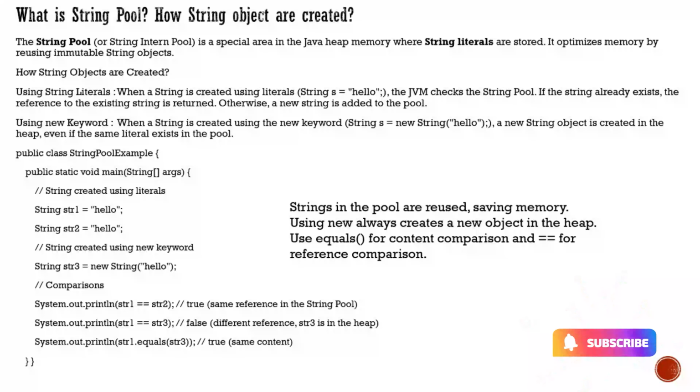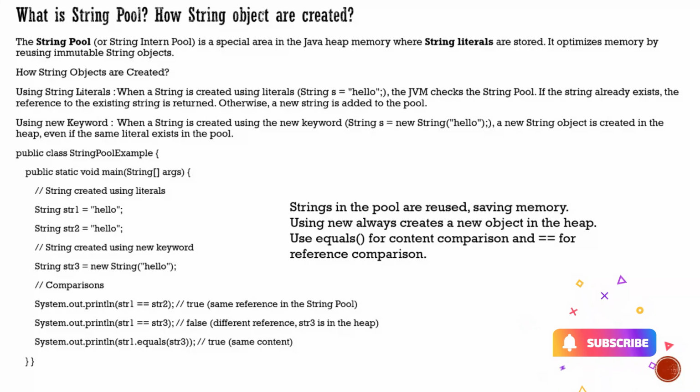Now, what is the string pool and how are string objects created? When you're dealing with strings, they are stored in a string pool. When you're dealing with literals, there is a special area called the string literals pool, in the heap memory, where these literals will be stored. It is quite optimized and reusable when it comes to using string objects.